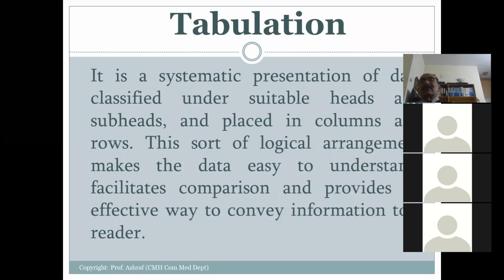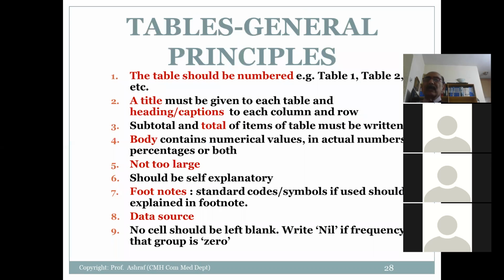So what is a table? A table is a systematic presentation of data classified into suitable heads and subheads and placed in columns and rows. This sort of logical arrangement makes the data easy to understand, facilitates comparison, and provides an effective way to convey information to the reader. So once you have more data, it is better to present it in a table. Now there are certain rules you must follow once you make a table in your research.